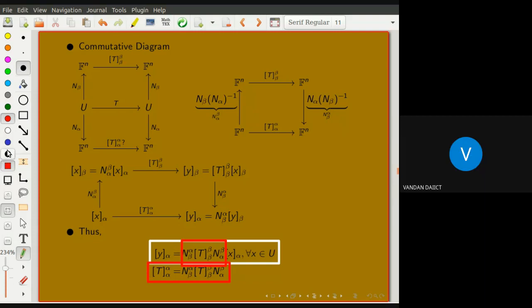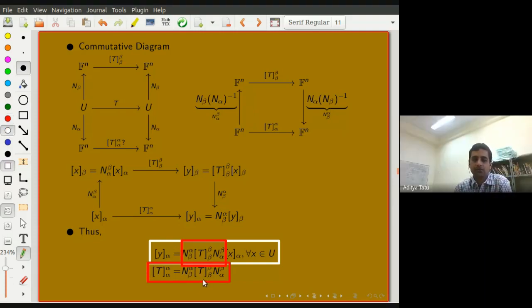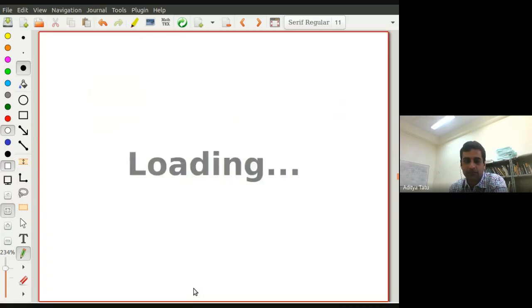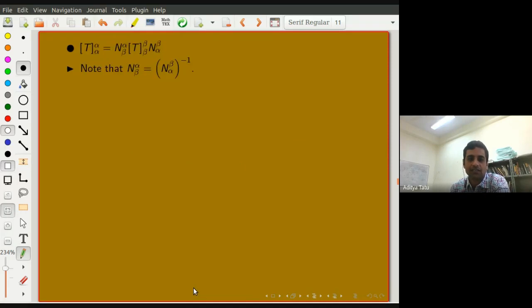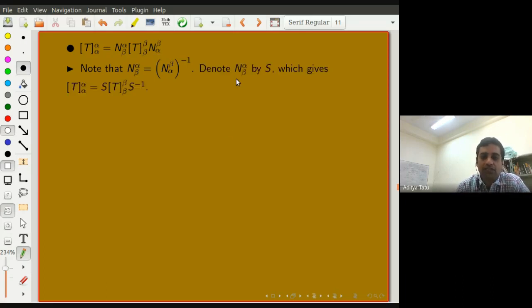Yes, sir. Okay, so this is how the two matrices which represent the same linear transformation are related with each other. And of course, what is the relation between N beta alpha and N alpha beta? Right? They are inverses of each other, obviously. Okay, so just simplifying the notations, if I denote one of them, let's say N beta alpha, by some matrix S, then I get this relation between the two matrices.